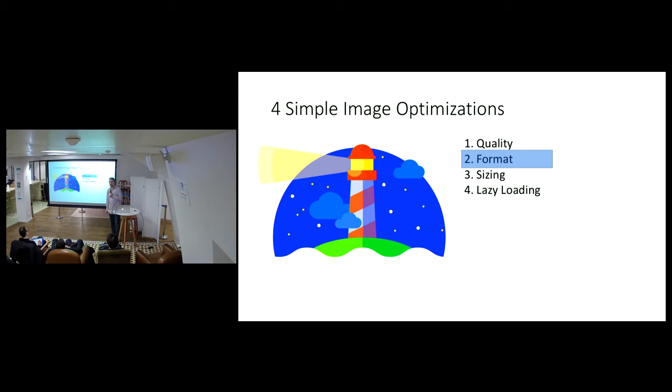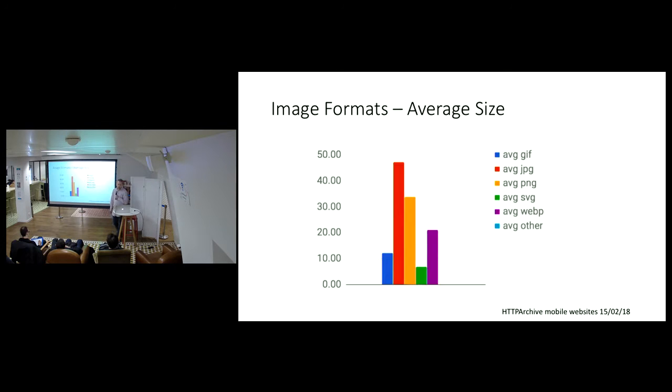The next one we can talk about is image format. There are a bunch of different image formats. These are the average sizes, again, from the HTTP Archive. You can see there's JPEGs, we've got SVGs, we've got WebP.